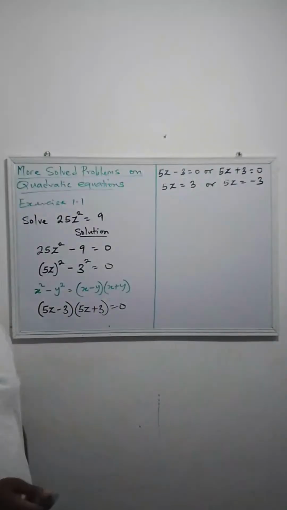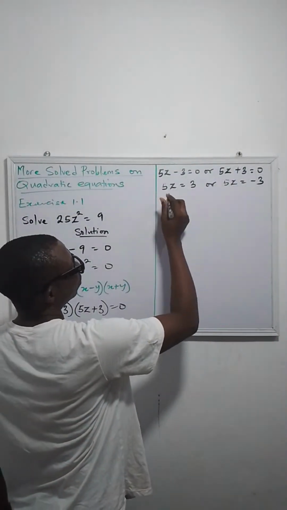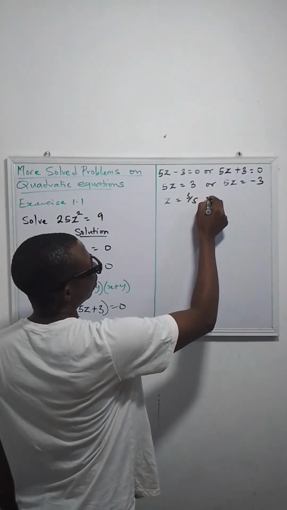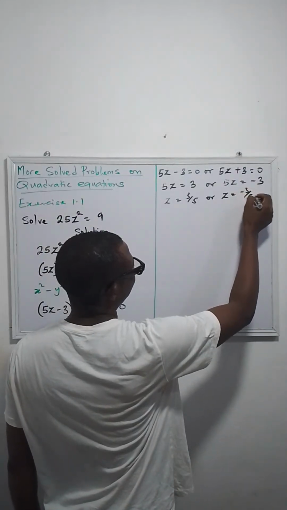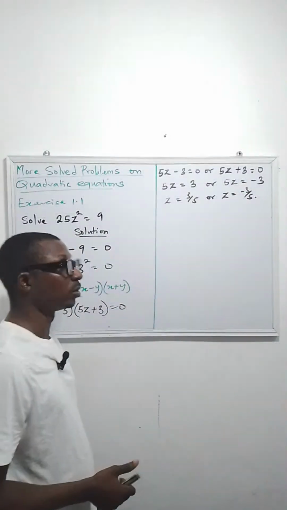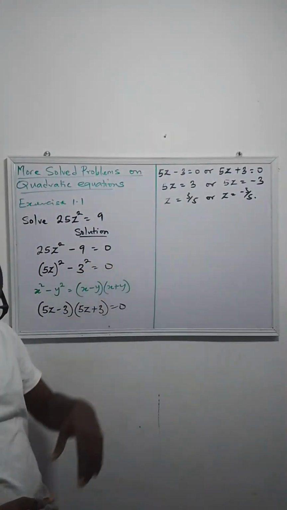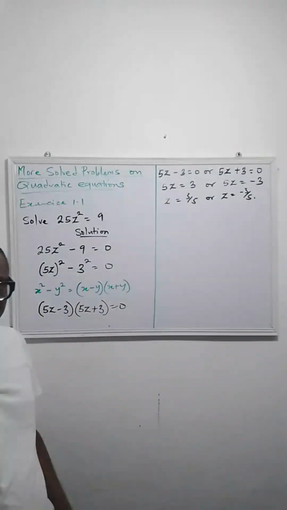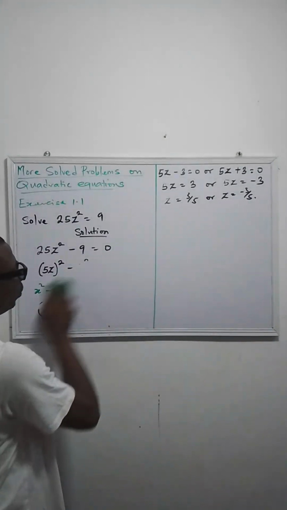Okay, so the next thing, we divide both sides by 5. So we have z equals 3 over 5, or z equals negative 3 over 5. Okay, so these are the values of z. I want to believe you understand that. All right, so we are moving down to another question under quadratic equation.